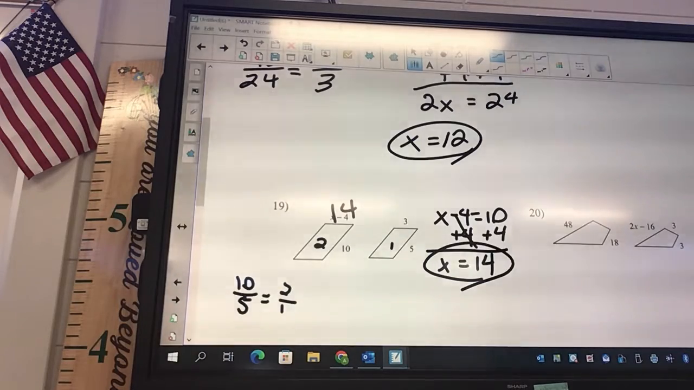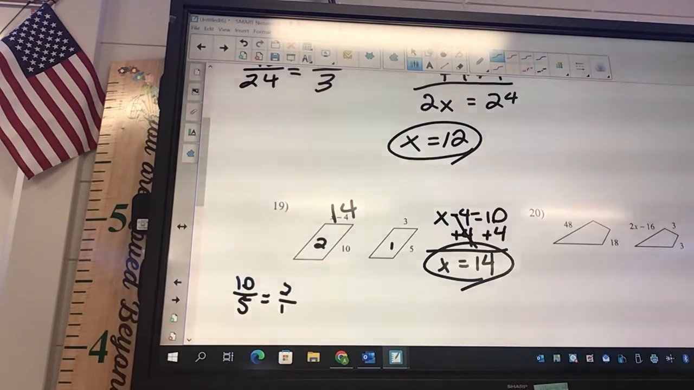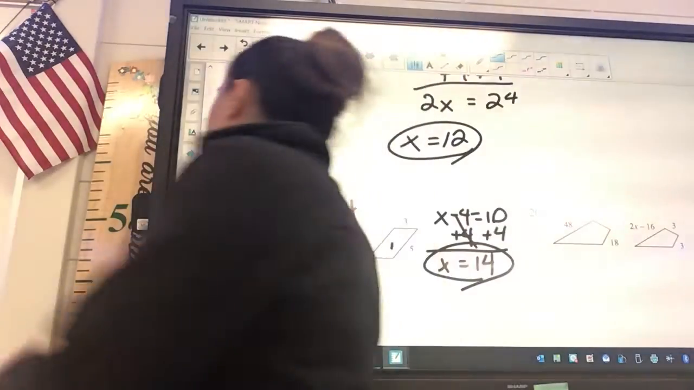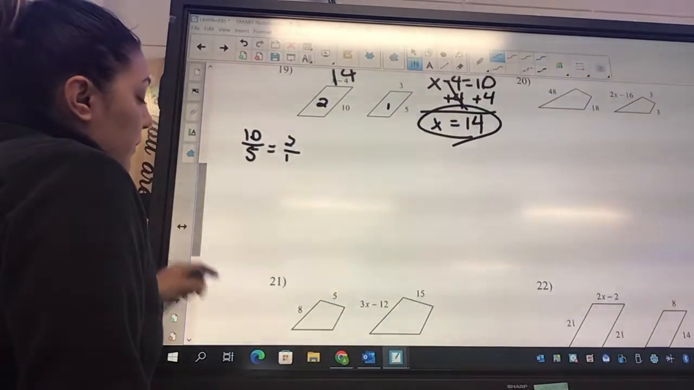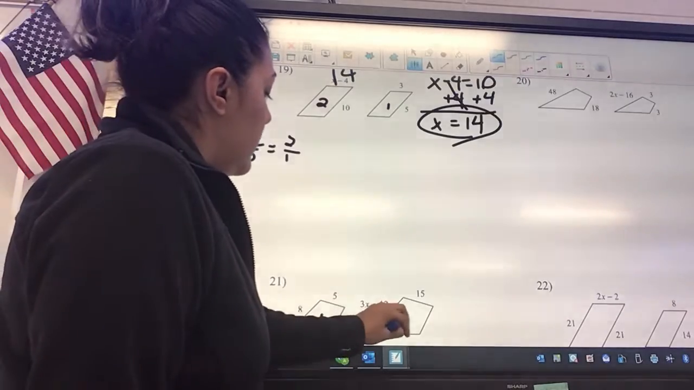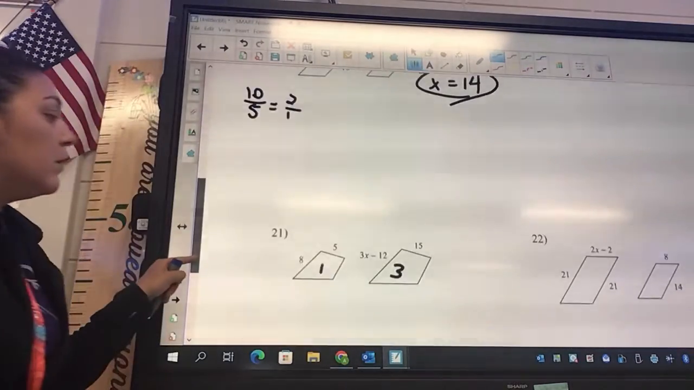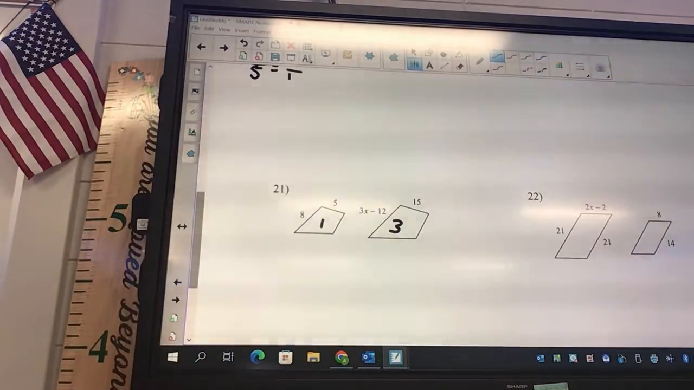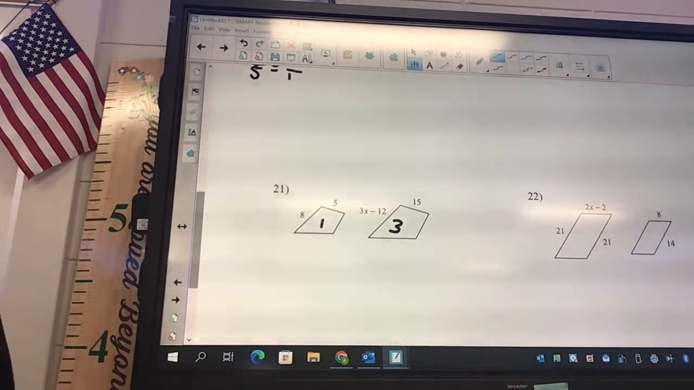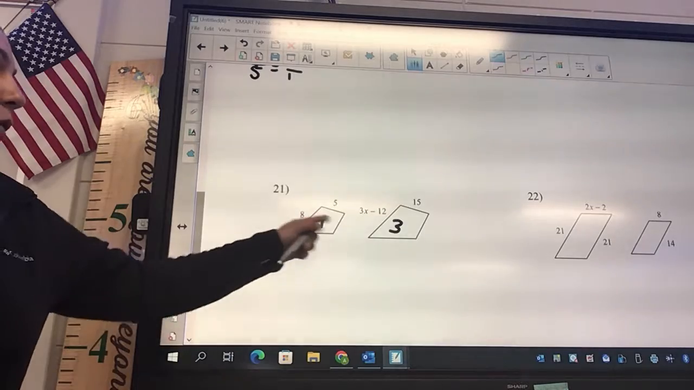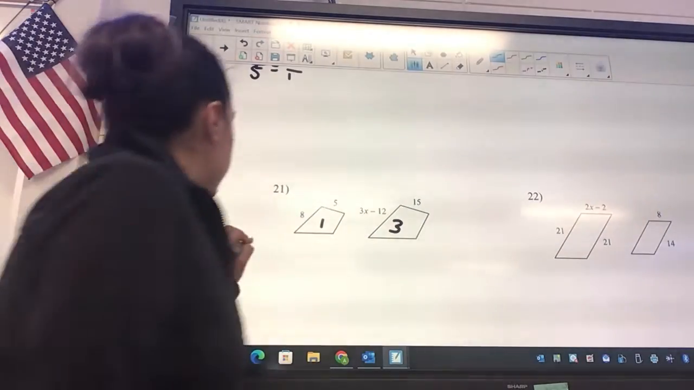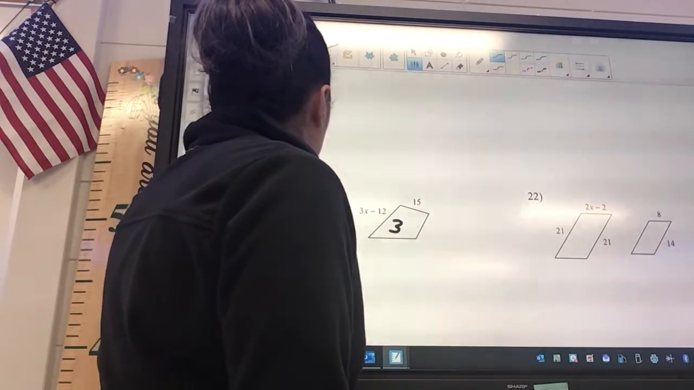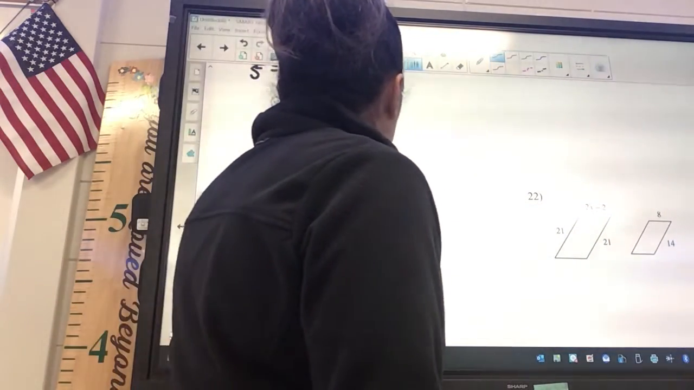Okay, last one. It's got a 1 to 3. So this is 1 and 3. 1 times what gave me 8? 8. So 8 times 3, 24. So we get 3x minus 12 equals 24.